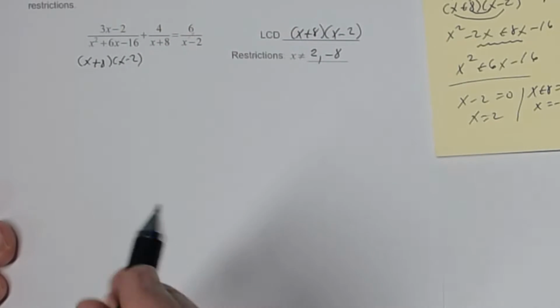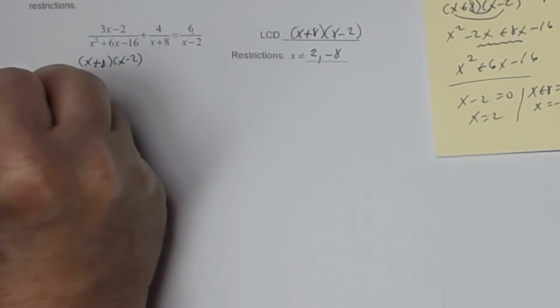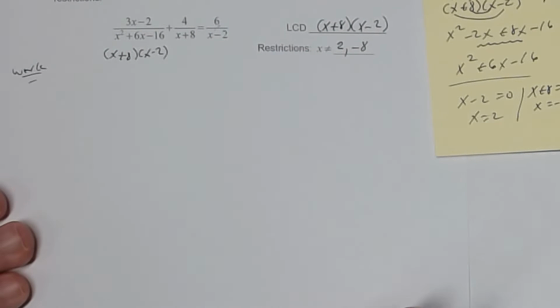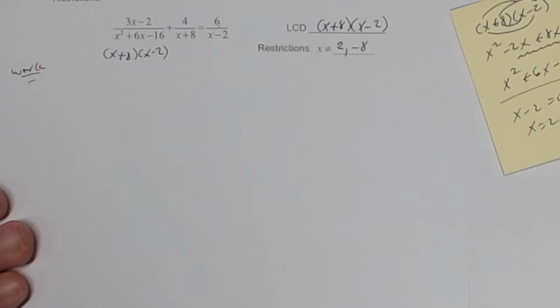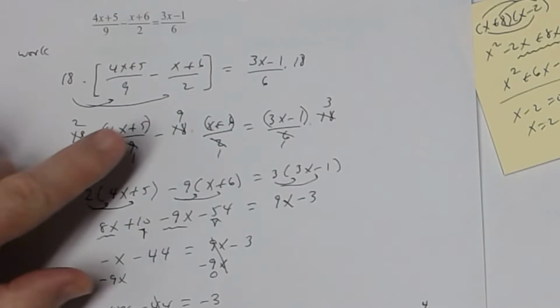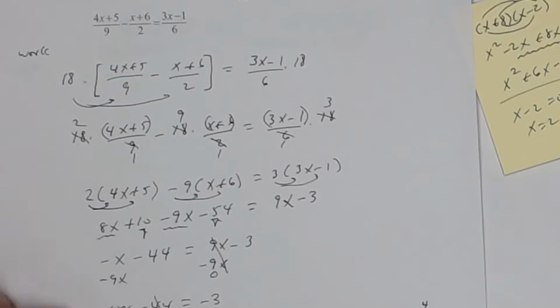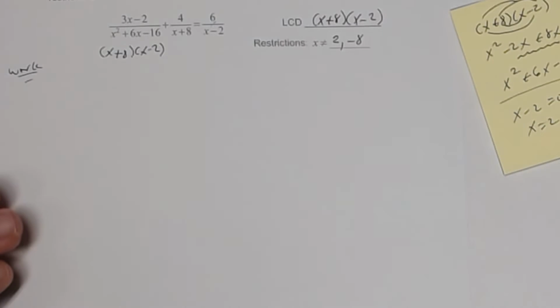I found my restrictions. Now the work you had to do, this is what I was expecting you to write to get all those points, is to do it the same way we did number 2. So we're going to multiply both sides by that least common denominator, and then we're going to distribute. That is what I needed you to do to get all those points.